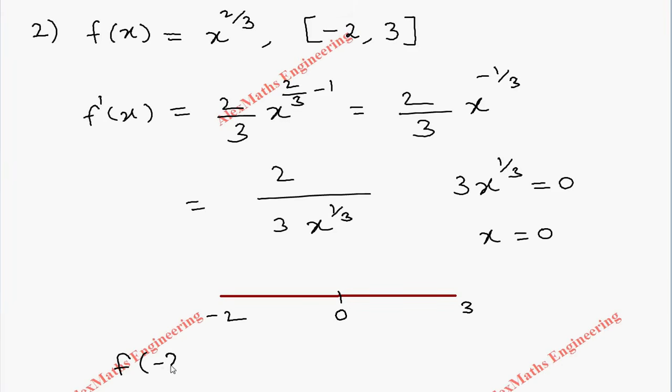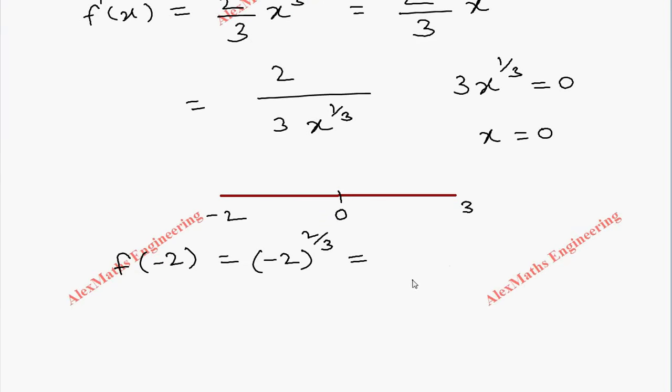So f of minus 2 will give x power 2 by 3. In place of x, let's substitute minus 2. So minus 2 whole power 2 by 3. This value is nothing but minus 2 whole square and whole power 1 by 3. This 2 by 3 I split into 2 into 1 by 3. So this will be 4 power 1 by 3.